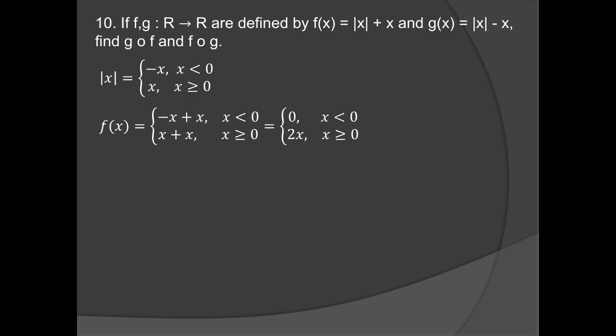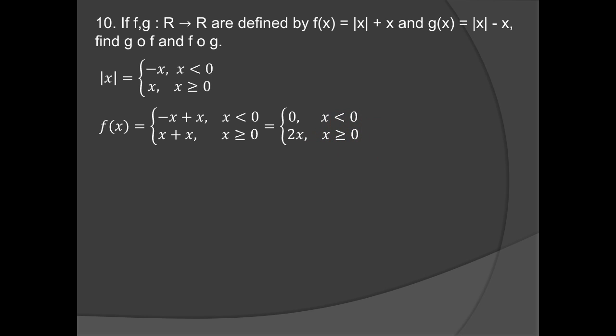For the f of x function, in the place of modulus of x, I can write minus x and also plus x. Then this plus x is written as it is. So two parts: minus x plus x is 0, and x plus x is 2x, providing x is less than 0 and x is greater than or equal to 0.